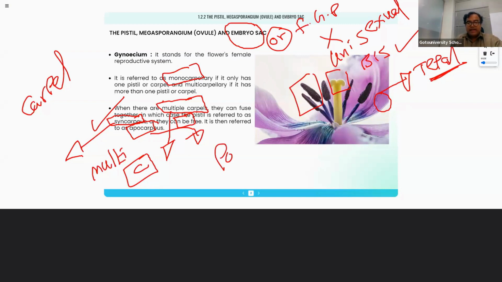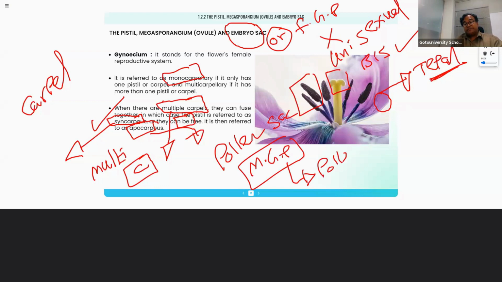Can I say pollen sac is the other word for male gametophyte? No, no. The pollen sac, the word, I can't say for male gametophyte, whereas the embryo sac, the word, I can say for female gametophyte. Then what do you mean about male gametophyte? Male gametophyte is also called a pollen grain. So here the confusion starts.